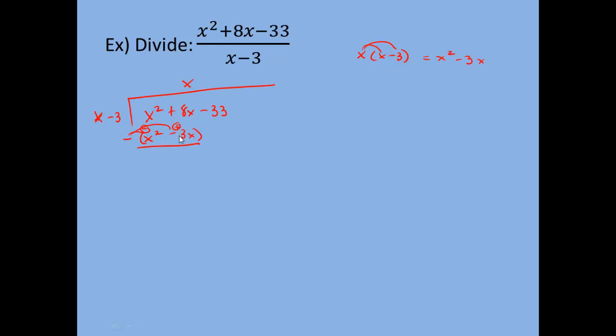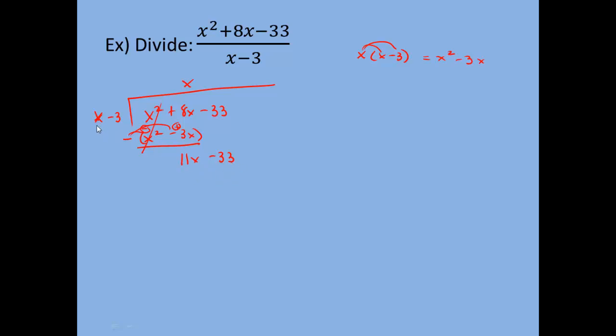Notice I'm circling the sign I'm using. It's kind of important to make sure you're using the correct sign. So the x squared minus x squared, these first two cancel out. 8x plus 3x gives us an 11x here, minus 33. And now we're going to repeat the process.